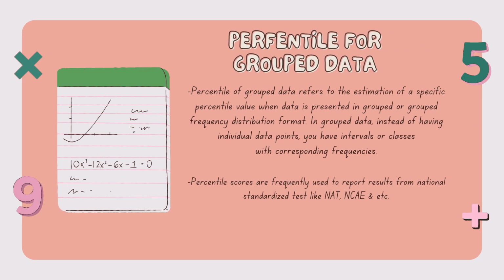Now, let's discuss what is percentile for group data. Percentile of group data refers to the estimation of a specific percentile value when data is presented in group or group frequency distribution format. In group data, instead of having individual data points, you have intervals or classes with corresponding frequencies. Percentile scores are frequently used to report results from national standardized tests like NAT, CSAT, and etc.